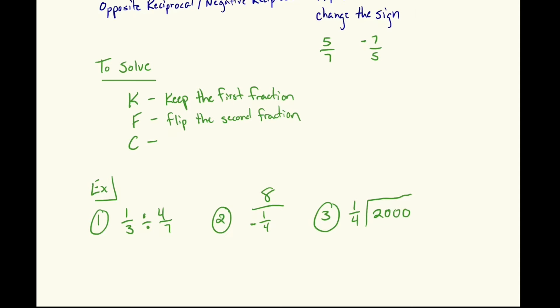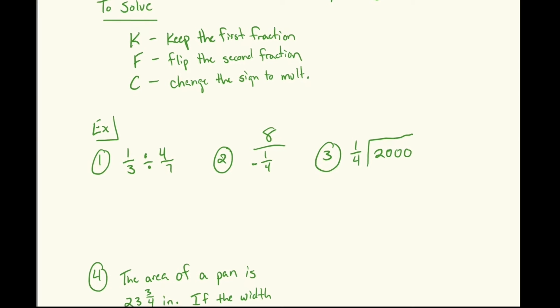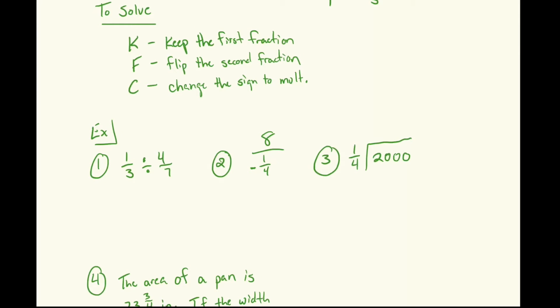And the third thing is we are going to change the sign to multiplication. All right, so keep, flip, change, KFC. Keep the first fraction the way that it is, flip the second fraction upside down, and 3, we're going to change the division to multiplication. So let's take a look at how that works in our very first problem here.